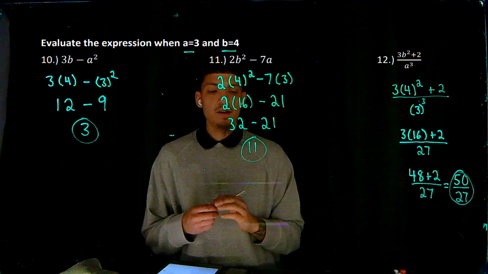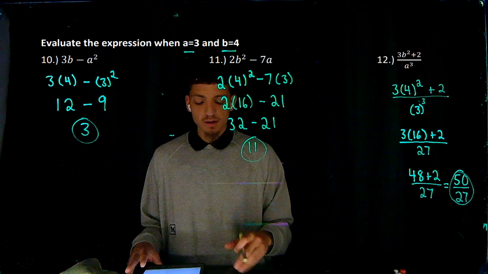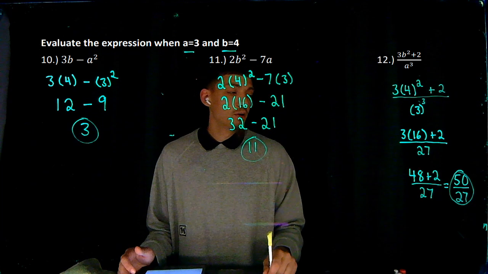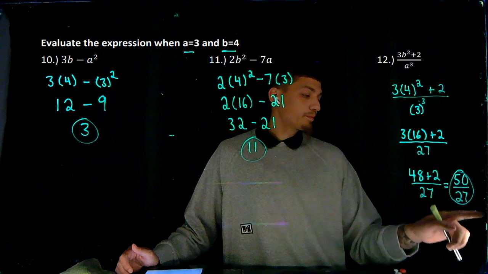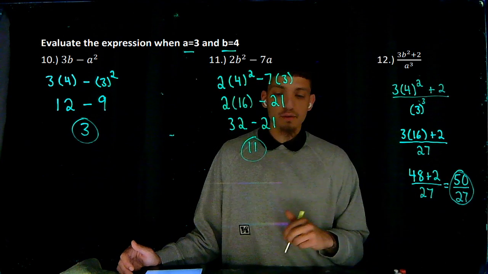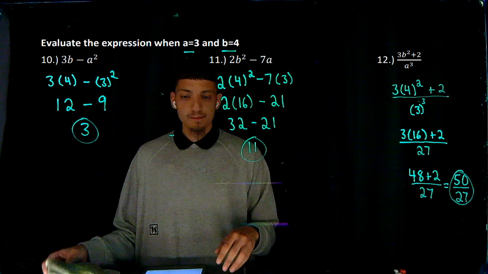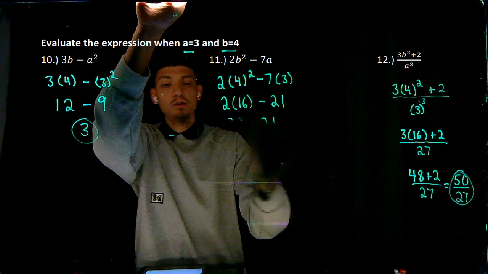And we are good to leave that as our final answer. 50 over 27 does not simplify to a single numerical number. And you guys don't need to convert that to a decimal, so we're good there. So that concludes the notes.